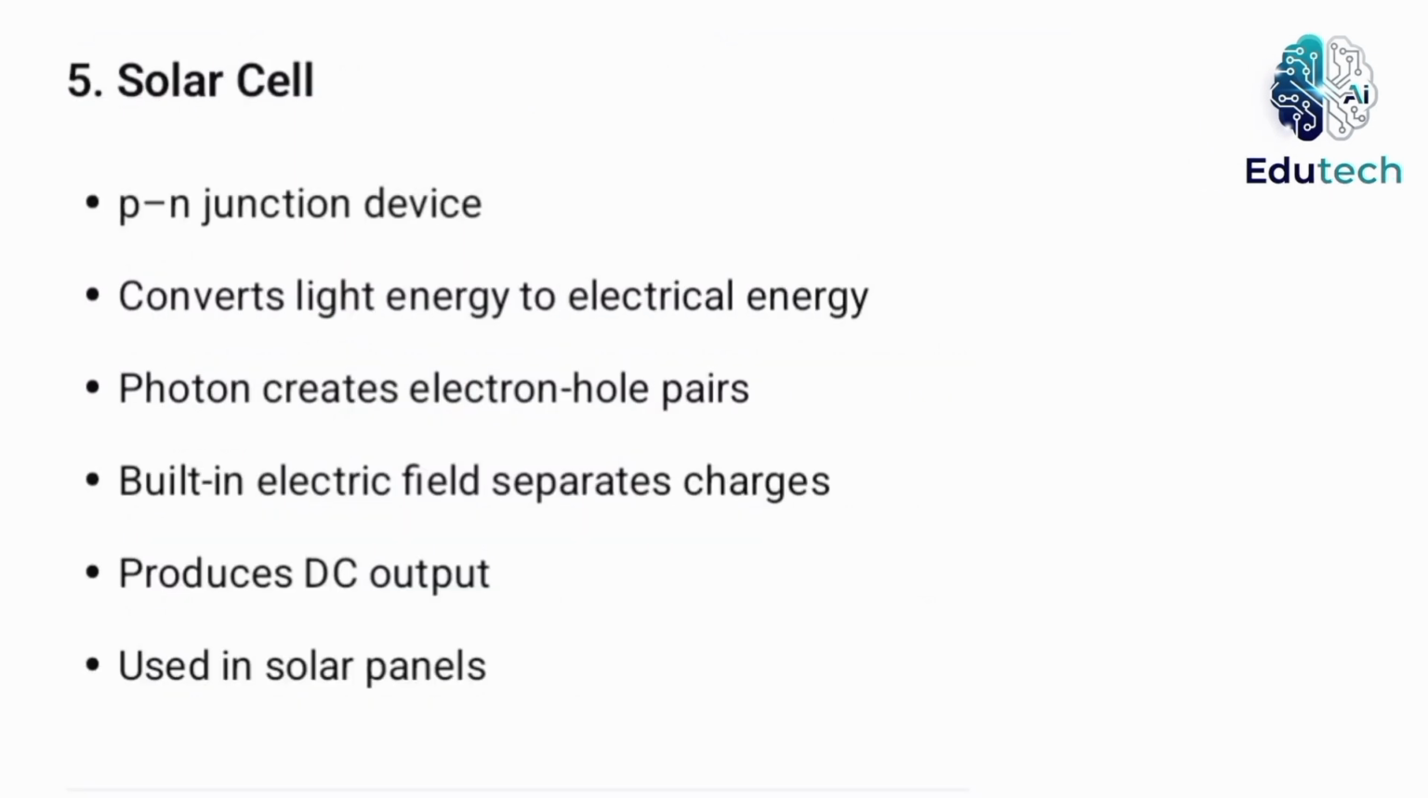Explain the working of a solar cell. A solar cell is a PN junction device that converts light energy into electrical energy. When sunlight falls on the junction, photons create electron hole pairs. The built-in electric field of the depletion region separates these charge carriers, generating current. The VI characteristics of a solar cell show power generation in the fourth quadrant. Solar cells are used in solar panels for power generation.